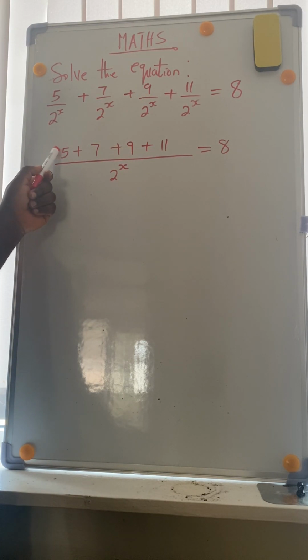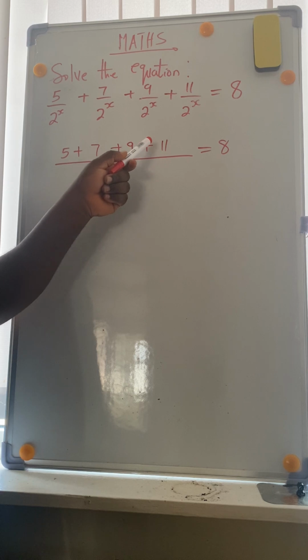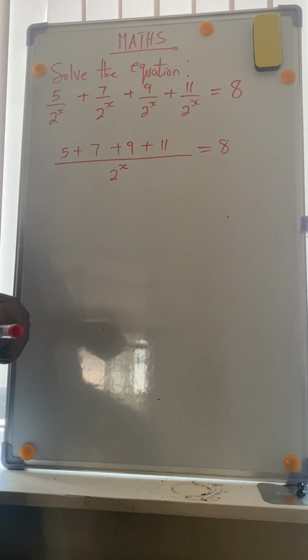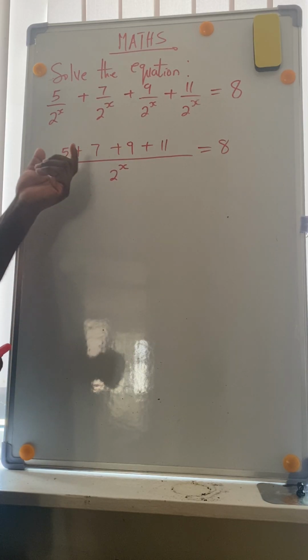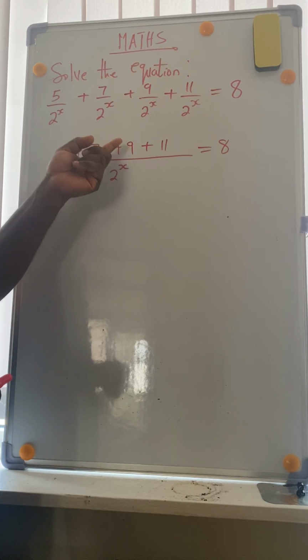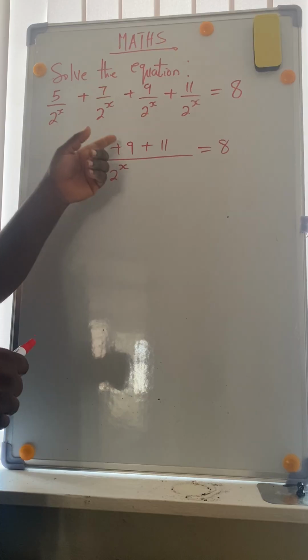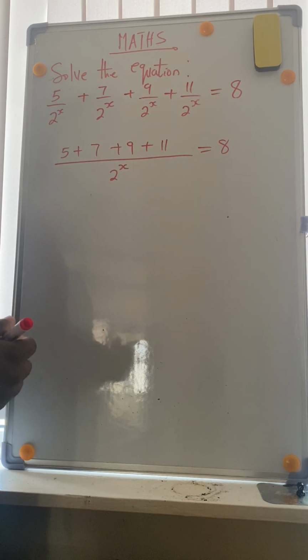Now the next step here is to look at the new expression and add all the numerators together, which is 5 plus 7 plus 9 plus 11. And 5 plus 7 is going to give you 12. 12 plus 9 will give you 21. And 21 plus 11 will give you 32.